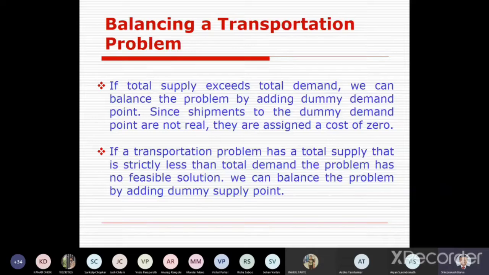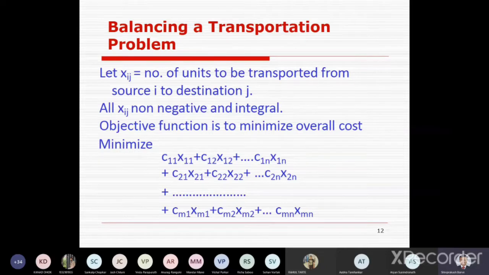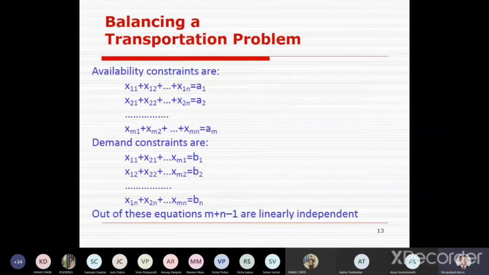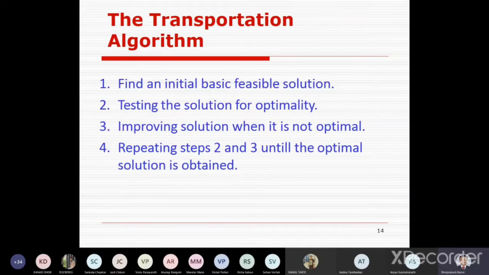In any method, the transportation problem should be a balanced problem, that is, all the supply and demand should be equal. Otherwise, we have to balance the problem, and then we can solve it.